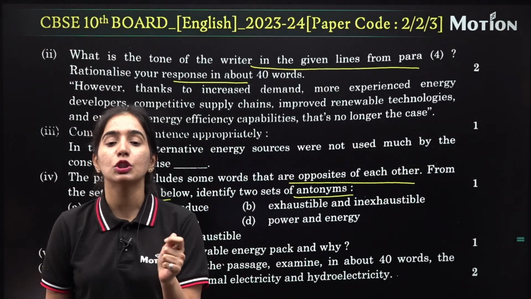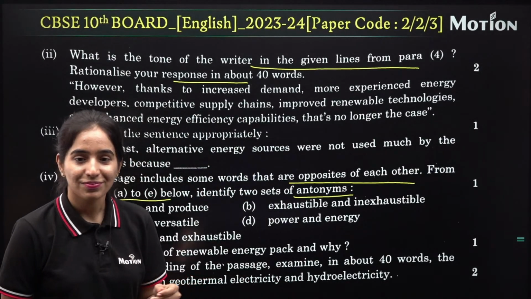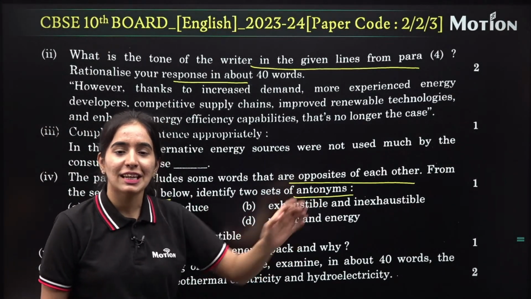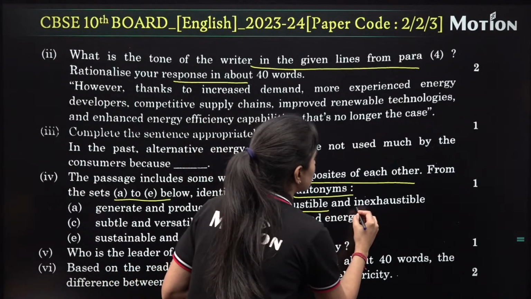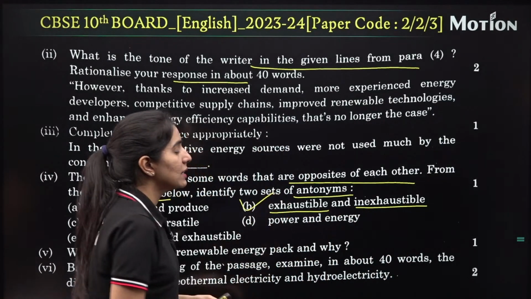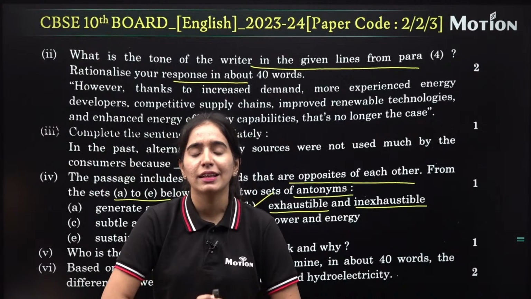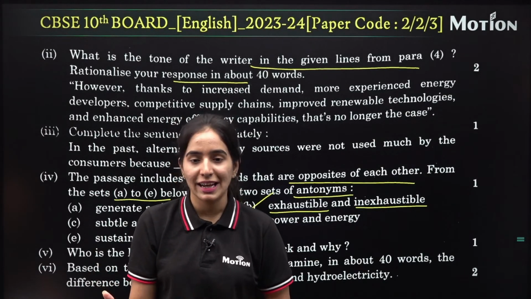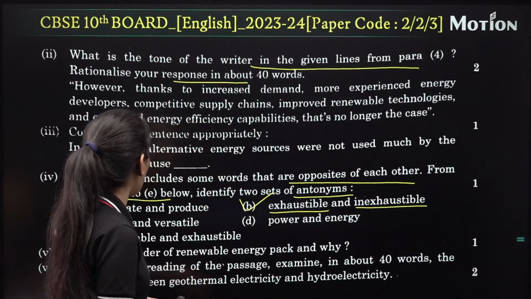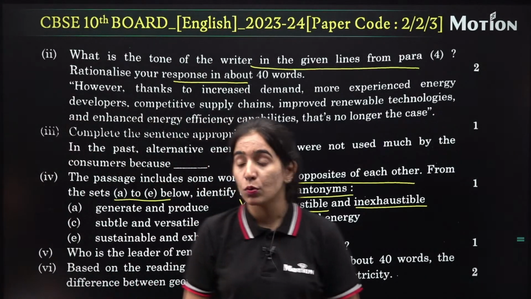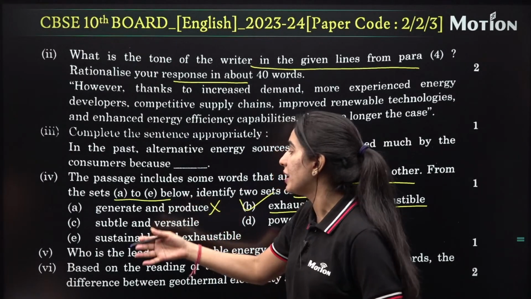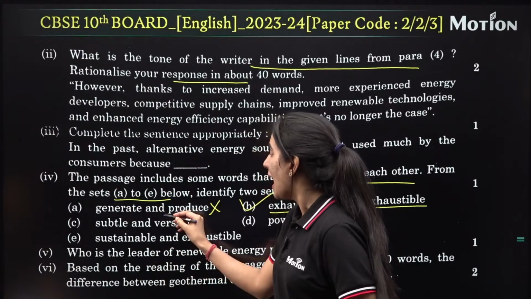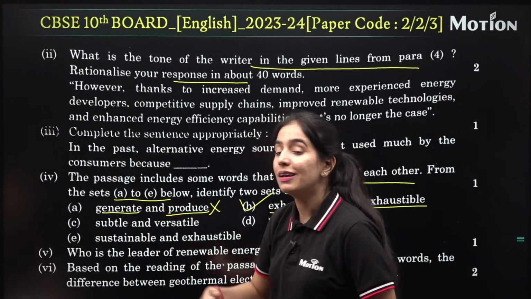Beta, this is set number 2 to 3. Okay. So now let's quickly see, it's very easy. First option we can easily identify, that is exhaustible and inexhaustible. You can see it by the name itself that they are antonyms to each other. One is exhaustible, the other one is inexhaustible. So that's correct. Now if we talk about generate and produce, they cannot be the antonyms, because generate also means to produce something or to start something new, and produce and generate will be the synonyms.